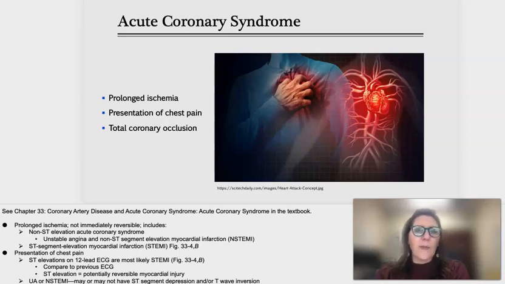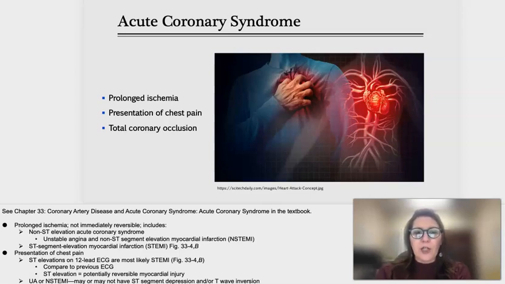So you'll hear them talk about, is it a STEMI or a non-STEMI? And that's what they're talking about. The ST segment elevation myocardial infarction, that's a STEMI. So if the ST segment is not elevated, it's a non-STEMI. If the ST is elevated, it's a STEMI. Okay? So non-STEMI, non-ST elevation MI. That's how you distinguish the two.